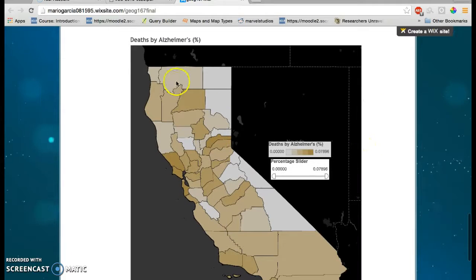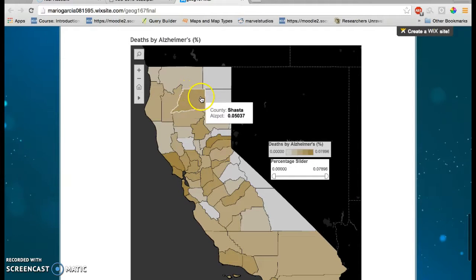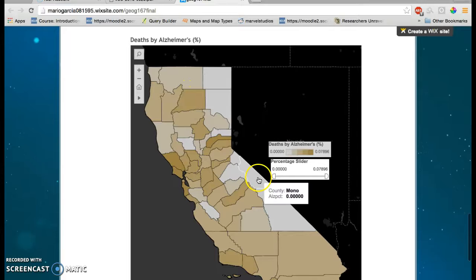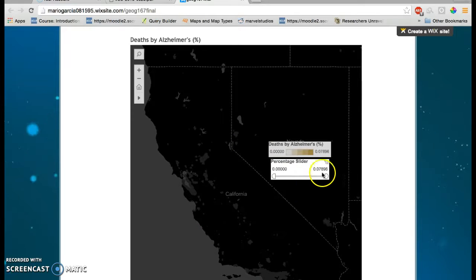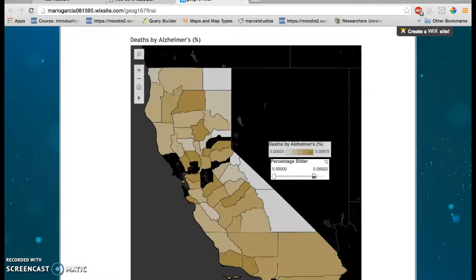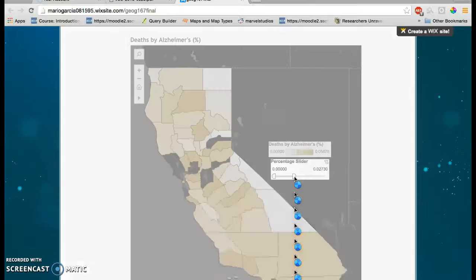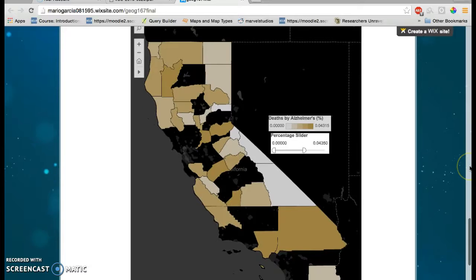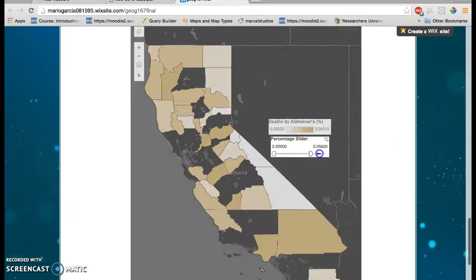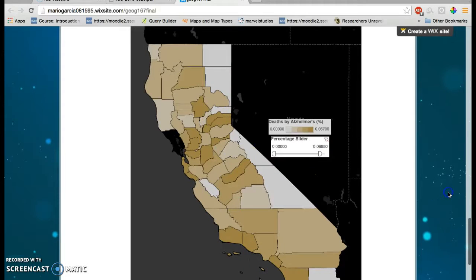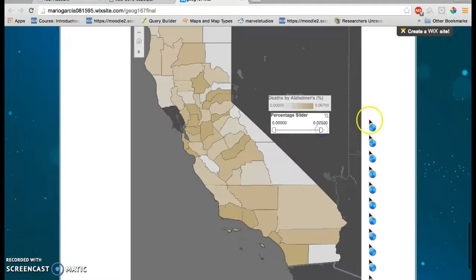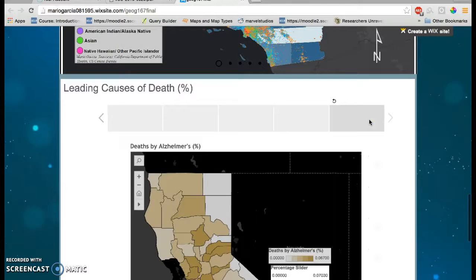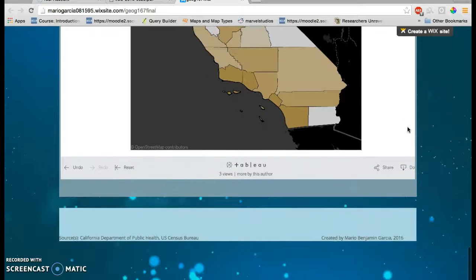And then this is for Alzheimer's disease. So you can see right here, these counties had, oops, I put the slider up by accident. So we can see numbers here. Once again, just like the other 4 maps. And that's my final.